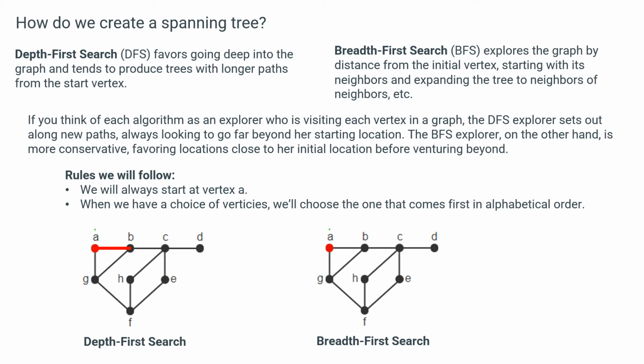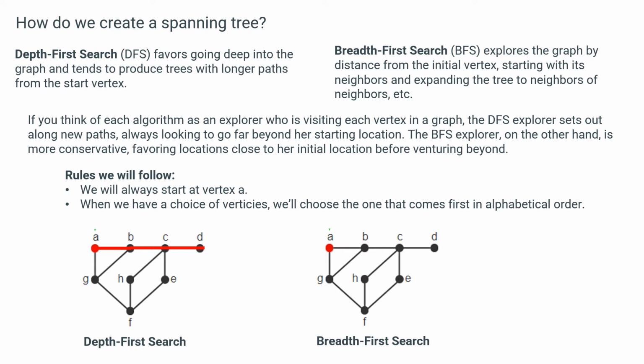Now, this explorer does not care about staying close to home. She's going to say, okay, I'm at B. Now where can I go? Well, I could go to C or G, but she'll go to C because that's first in the alphabet. But now she's at C. Okay, now she can go D, E, or H, but again, she'll choose D because that's first in the alphabet.